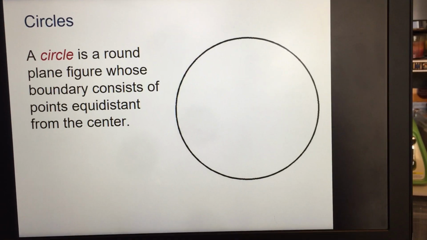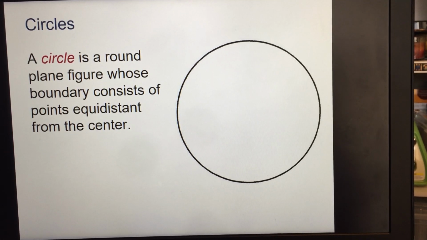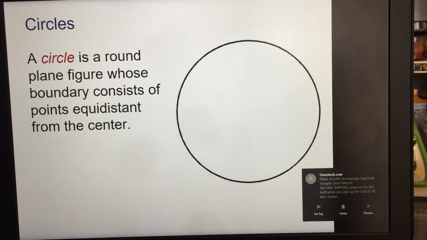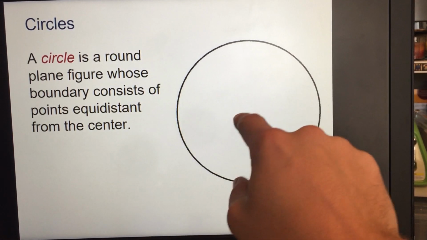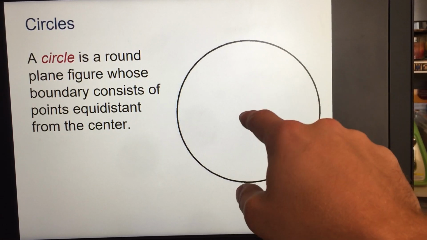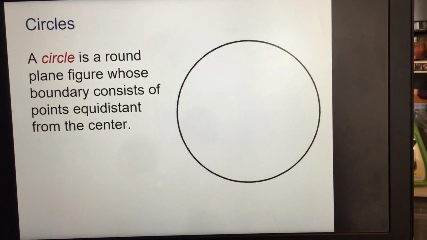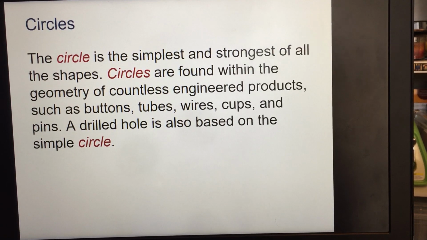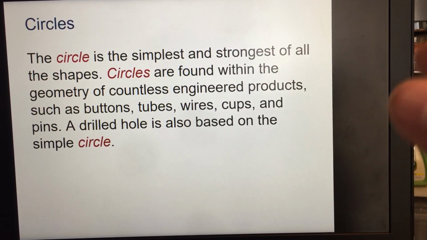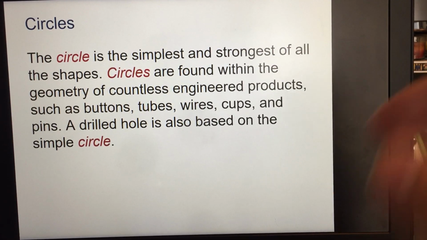So that's our area. A circle is a round plane, opposite from a square, which is square, right? And it is a round plane whose boundary consists of points equidistant from the center. So equidistant meaning every side is the equal amount of distance from the center point. So it's 2 inches from here to the center, it's 2 inches from there to the center, 2 inches from there, there. All right. So that's what equidistant means. The circle is the simplest and strongest of all the shapes. The circles are found within geometry of countless engineered products, buttons, tubes, wires, cups, pins, all right, all those things. And then a drilled hole is also based on a simple circle.